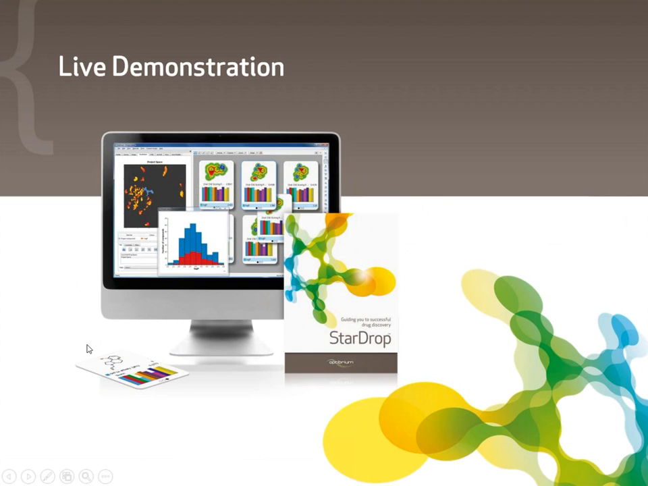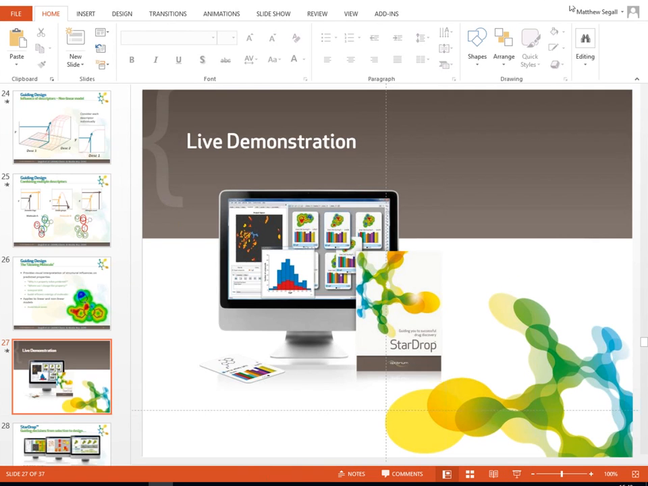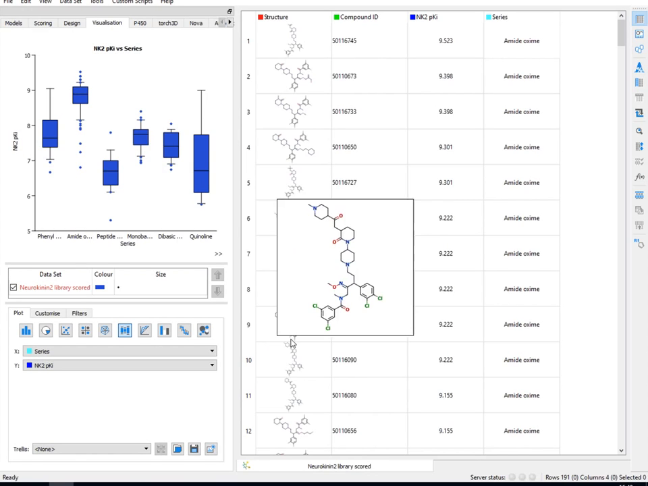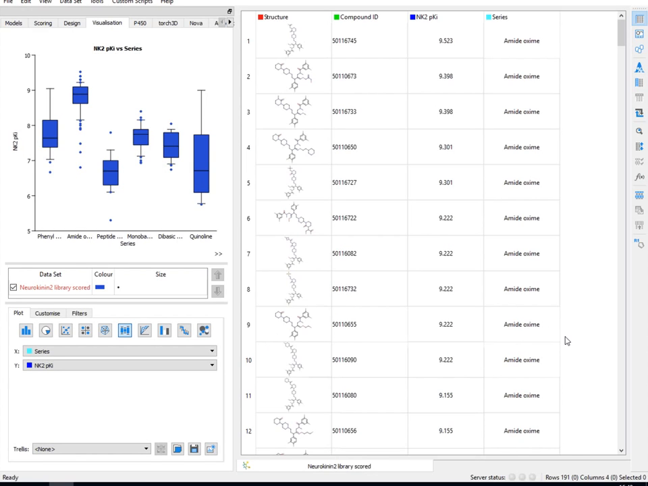So those are a few concepts. And what I thought I would do is just very, very quickly, in 5 minutes, illustrate a quick workflow to show you how these can actually be used in practice. So I'm going to drop out of the slides, and I'm going to do this live in front of you. So I've got a copy of StarDrop running.